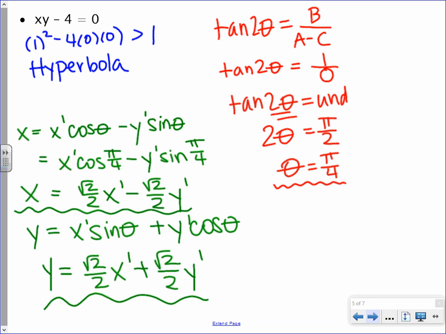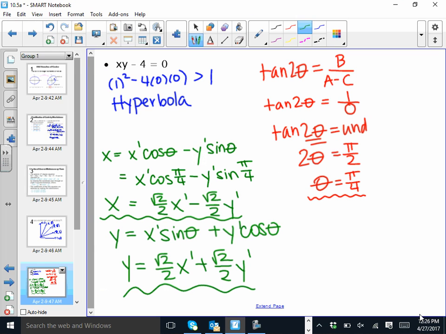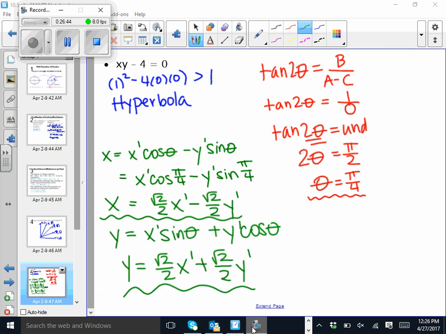All of this is just the setup. From here, which is what we're going to do when we get back from lunch, we're going to make the substitution and multiply everything out and combine like terms. It's going to be really a lot of fun.